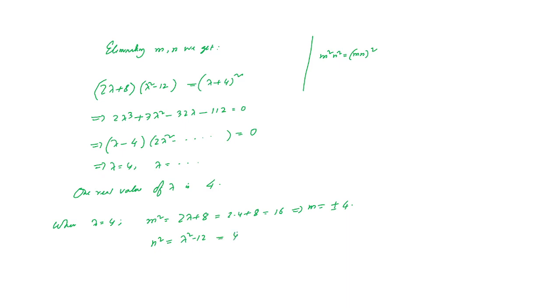So what is the value of lambda? So 4 square minus 12. So this is basically 4. And n value is plus minus 2. And what is our mn? So our mn is basically 8.